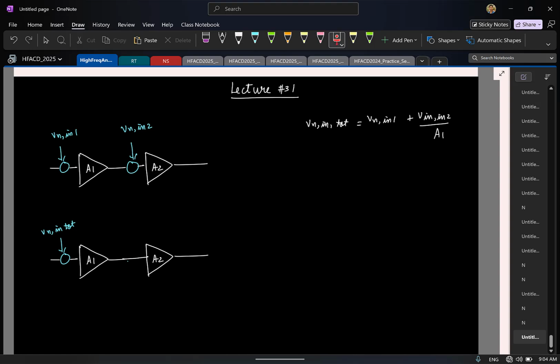Or you can actually do the same thing. You can find the total noise at the output divided by the overall gain from the input to the output. We have been looking at short circuit output current, but we can also find the noise in the open circuit voltage. So due to Vn in 2, what will be the noise at the output? How much of this will come at the output? A2 times Vn in 2. Now I want to refer this back to the input. So I'll divide this by what? Same thing, whichever way you want to do it, you can.